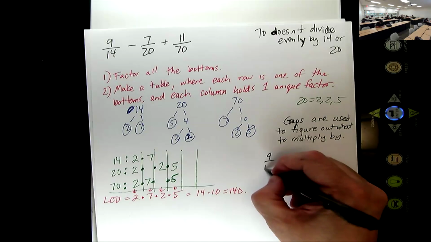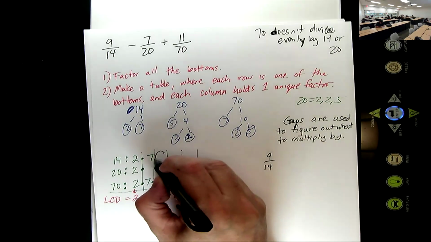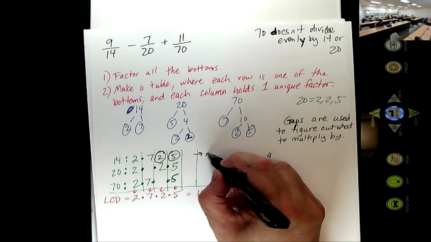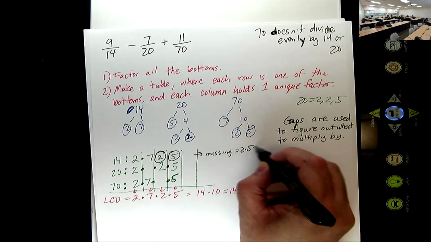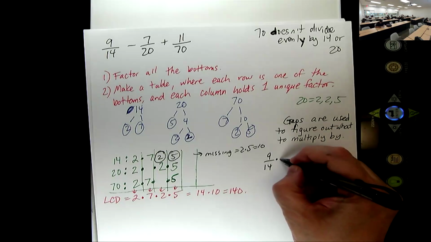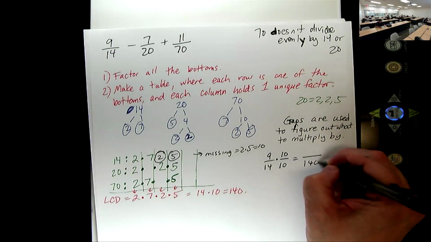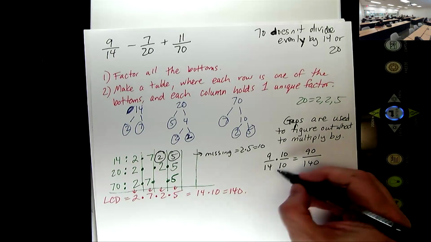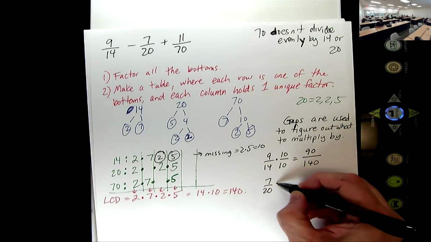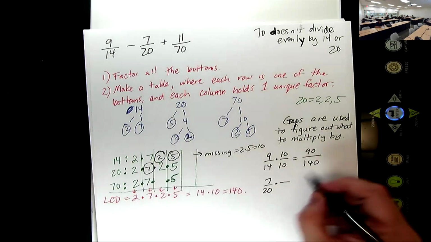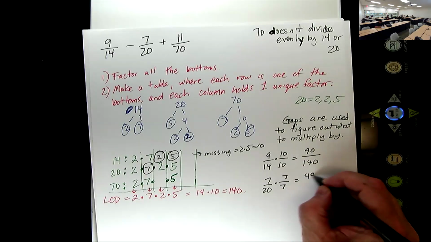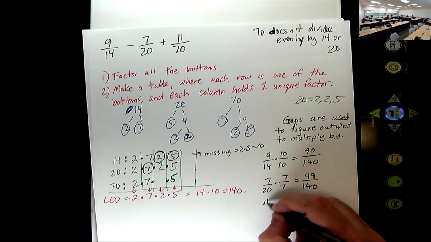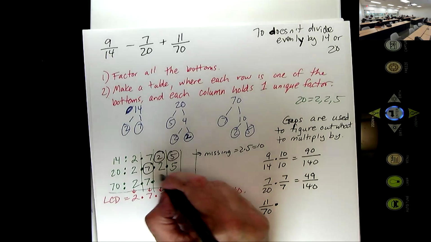So for example, my 9/14 is missing a 2 and it's missing a 5. So it's missing 2 times 5, which is 10. So if I multiply this by 10/10, I will get 140 on the bottom and I will get 90 on top. What is the 20 missing? It's missing the 7, right? And then 11/70 is only missing the 2.